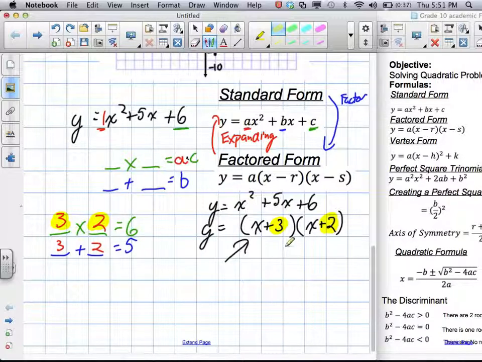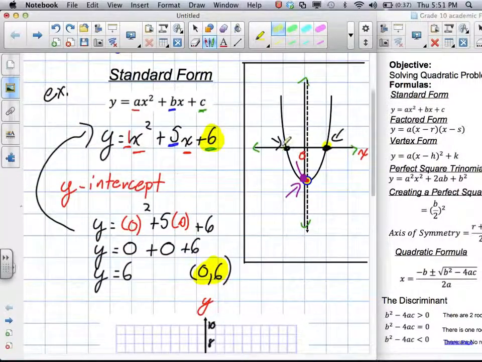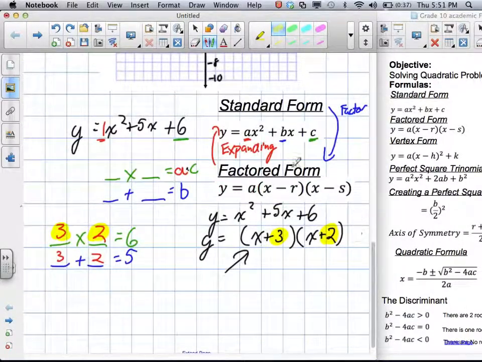So what's good about factored form is it's easy from factored form to find our x-intercepts, which we talked about over here. These are our x-intercepts. We can find those easily in factored form. There are many ways to describe this. Many people just look at the bracket and take the opposite. So because this is positive 3, many people will say one x-intercept is negative 3 and the other one would be negative 2, which is correct in this case.